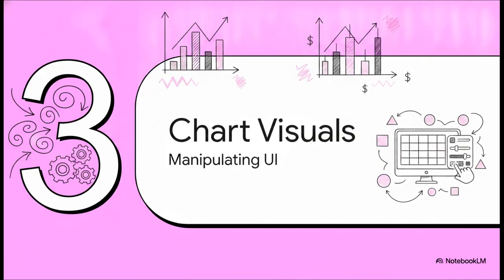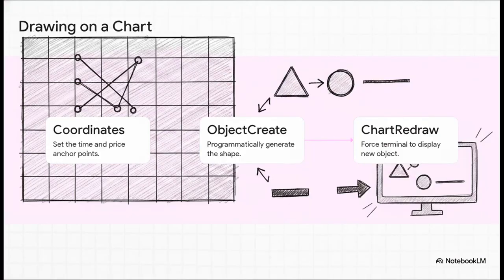Okay, Section 3, manipulating chart visuals. Let's see how all this abstract math actually turns into tangible objects on your screen. Whenever you're drawing on a chart programmatically, it follows a really logical three-step flow in MQL5. First, you define your coordinates, which means setting your specific time and price anchor points. Second, you use ObjectCreate to actually generate the specific shape or line, but, and this is key, it won't actually show up yet. Step 3 is a must. You have to use ChartRedraw to literally force the terminal to update and display that new object instantly.